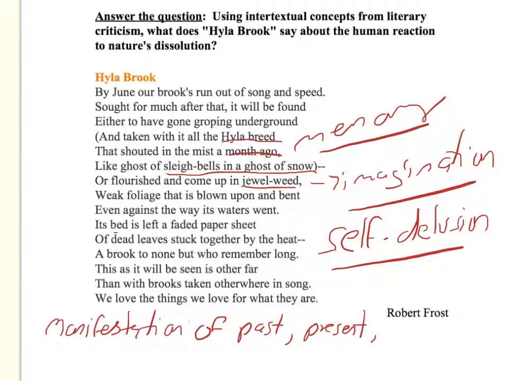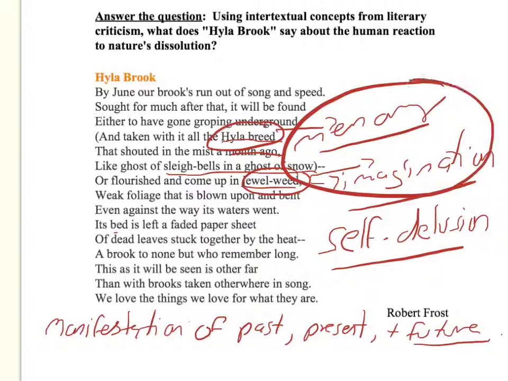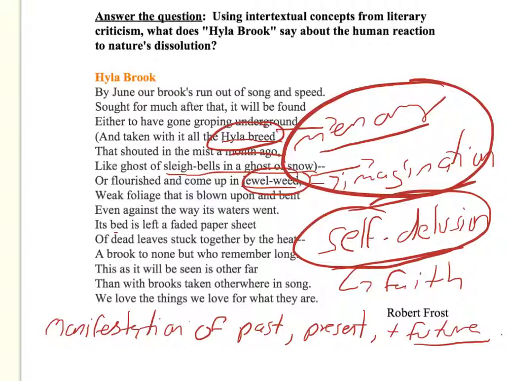is the brook of a month ago, full of water, full of frogs chirping. It is the brook of the jewelweed. It's now, its song, its speed, its water, its energy, its spirituality is now manifest in this current, present plant life. And then the future, more foliage, more jewelweed, more plants will manifest from the water that we imaginatively know is going underground. And so focusing on those three literary critical concepts, that memory and imagination is key to self-delusion, and self-delusion is the key to faith, allow us to get at loving this brook.